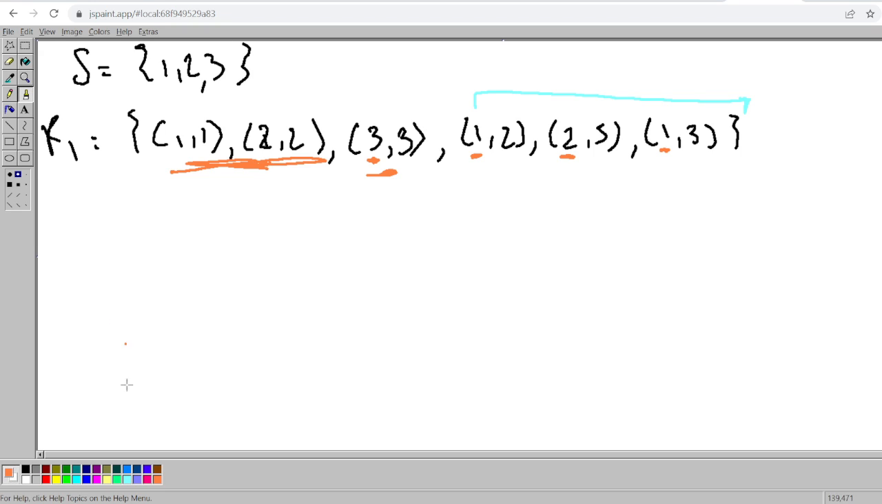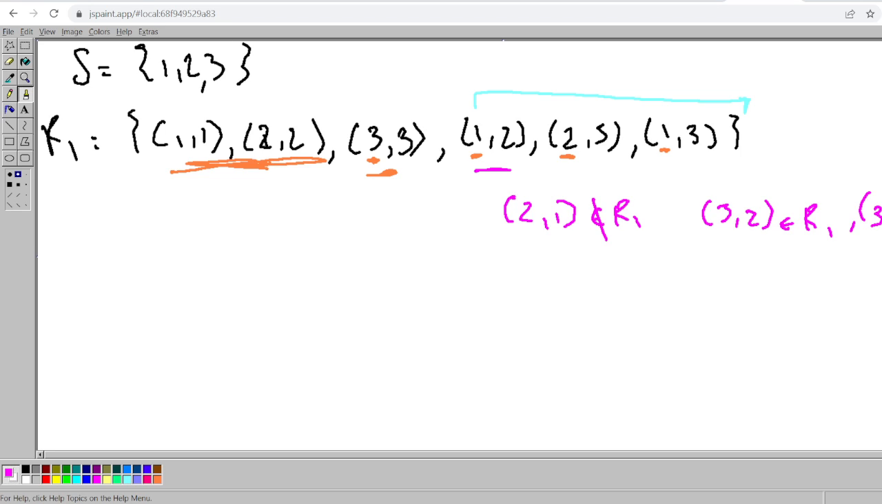And then symmetric, we are not symmetric, because basically, we have 1, 2, but 2, 1 is not an element of R1. And then obviously 3, 2 is not an element of R1. 3, 1 is not. That is why it is not symmetric.